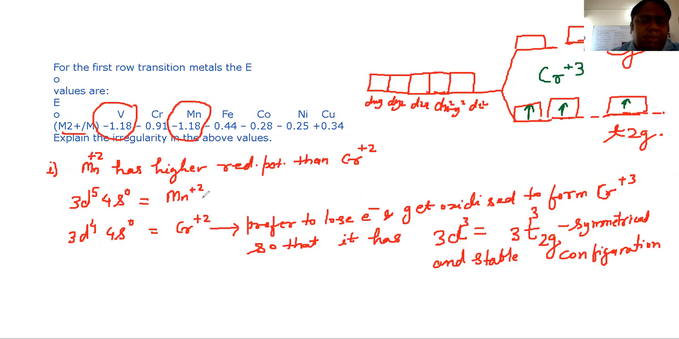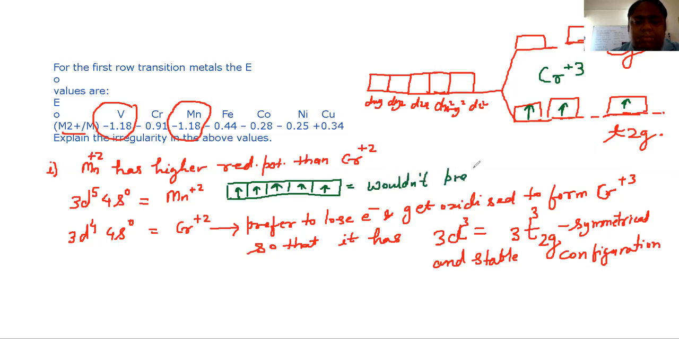But in the case of Mn, d5 is quite stable. It is itself symmetrical, so it would not prefer to lose an electron. So this was the explanation of this irregularity. The first irregularity is this one.